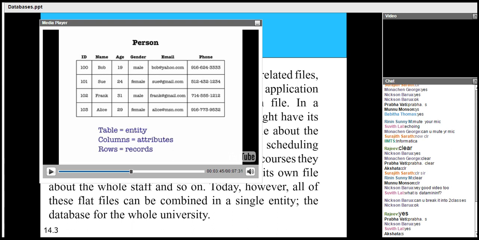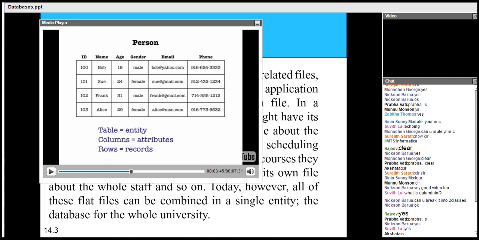What is the role of the primary key? Primary key is basically used to uniquely identify the record. That means it tells us this is the particular key through which we can differentiate between two records. Because name can be the same, age can be the same, gender can be the same, email can be the same at times, phone numbers can be the same. So it's very difficult to differentiate between the two records.